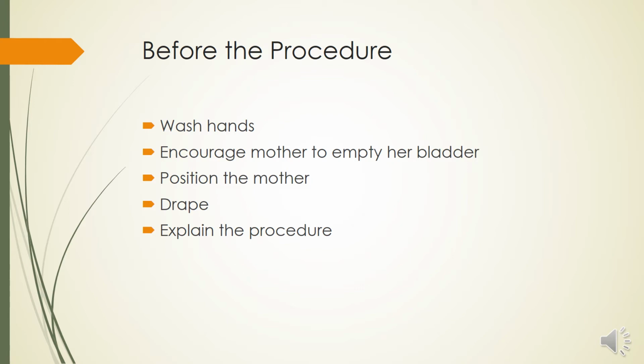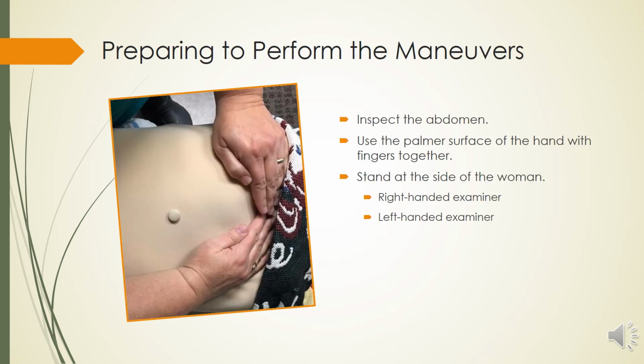Next, encourage the mom to empty her bladder. You'll want to position her in the bed with a wedge under her hip and her knees flexed. Be sure to give her a pillow under her head to help make her comfortable. Make sure you drape her appropriately and explain to her what you're about to do. What are you going to be doing to her? What is it going to tell you? Things like that.